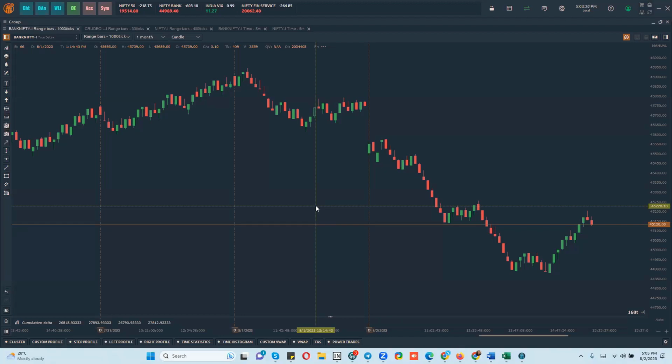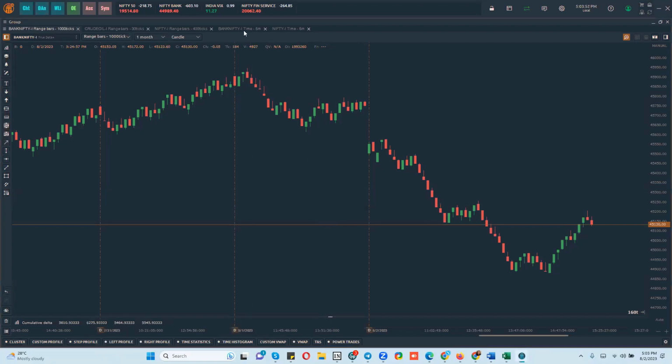How many of you know about range bar charts? How many of you have tried and tested them on our platform in the past? Okay, many of you have not heard about range bar charts at all. Let me first explain briefly.